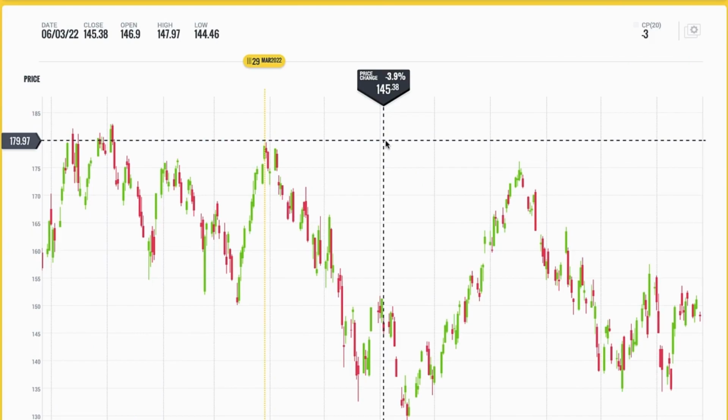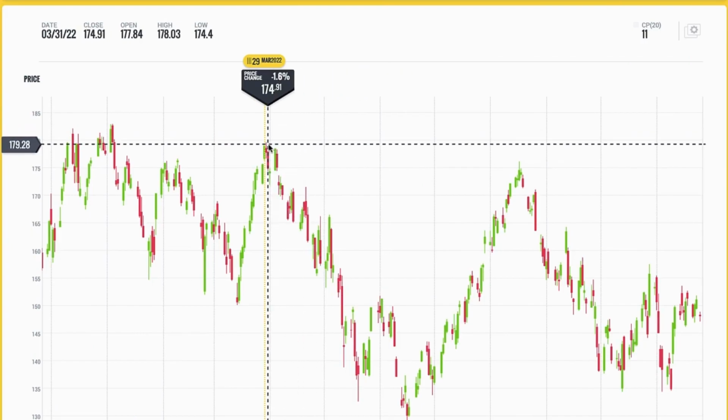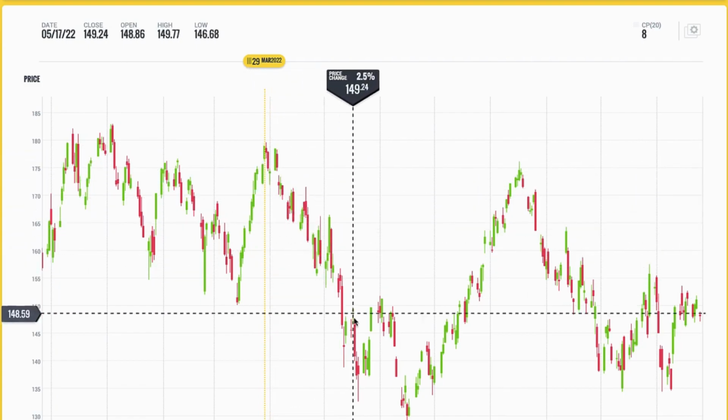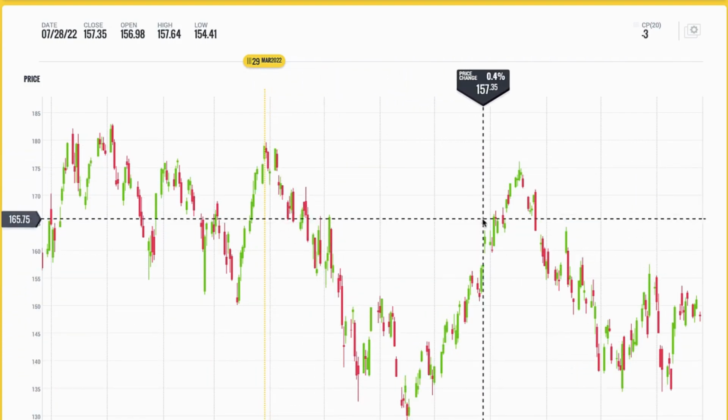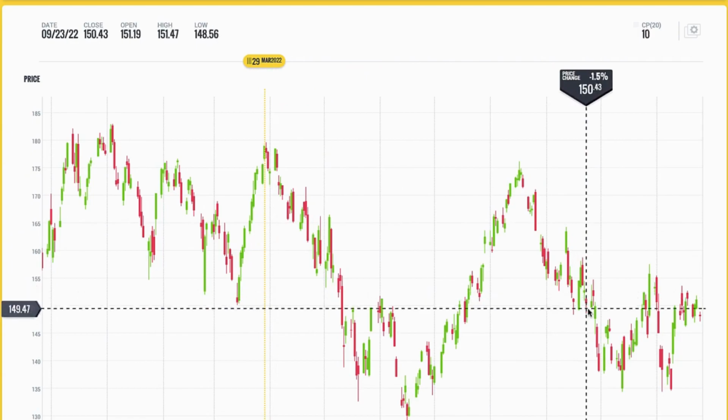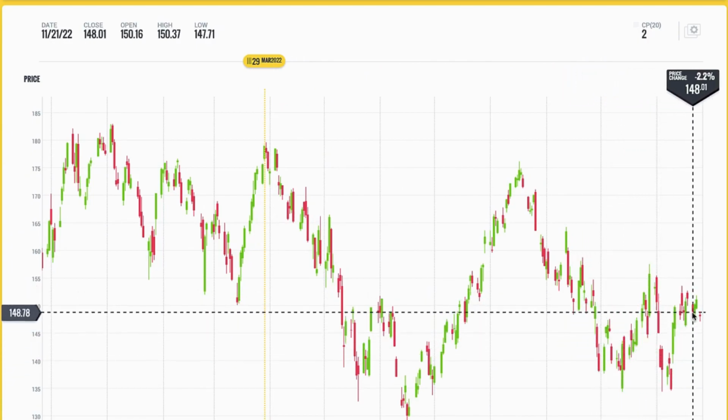Next, let's take a look at the price chart. So I'm starting this trade around March 29th, and then you can see that first the price of Apple drops, then it rebounds, then it falls again, and so on. So next we're going to be looking at the performance of the wheel strategy compared to the performance of Apple.